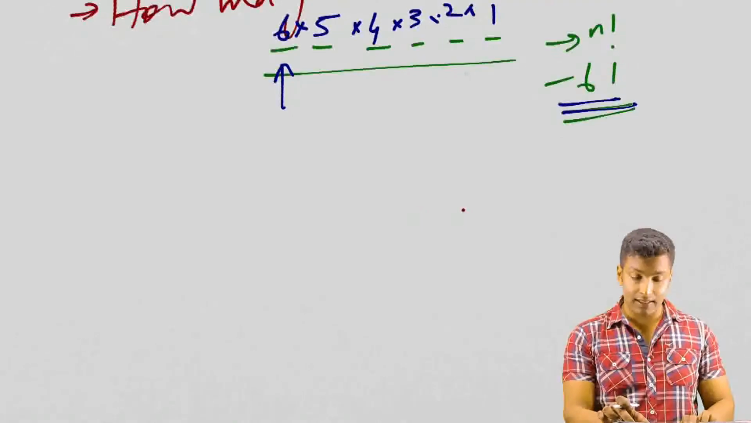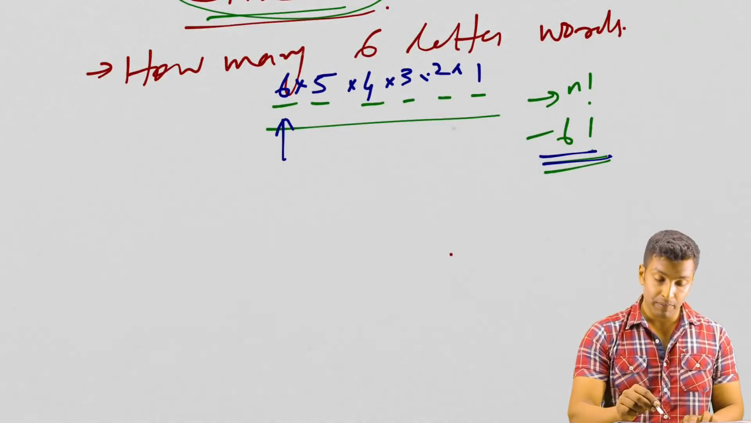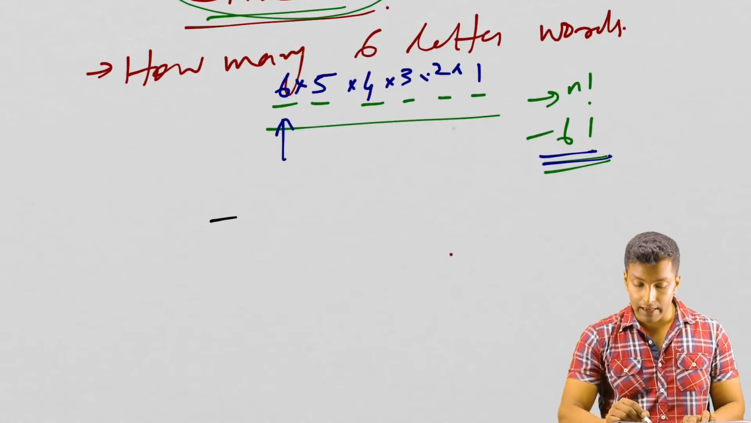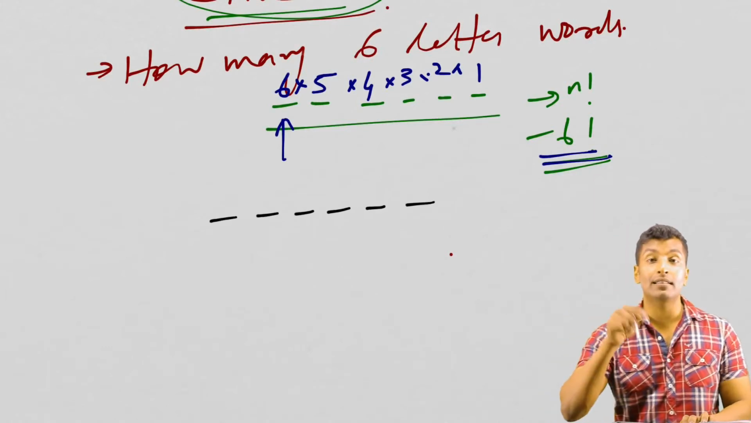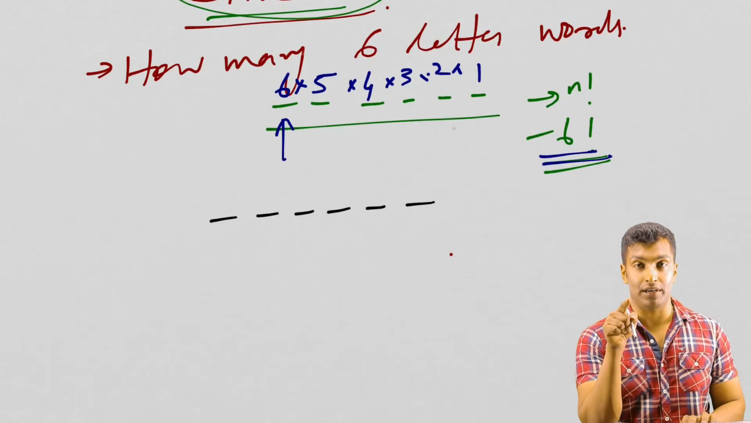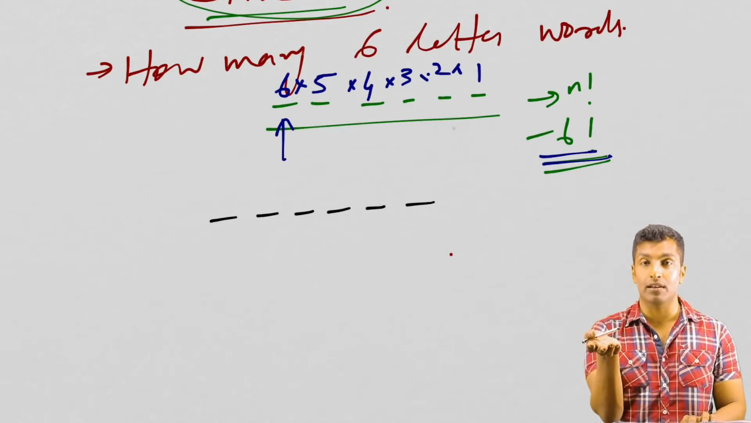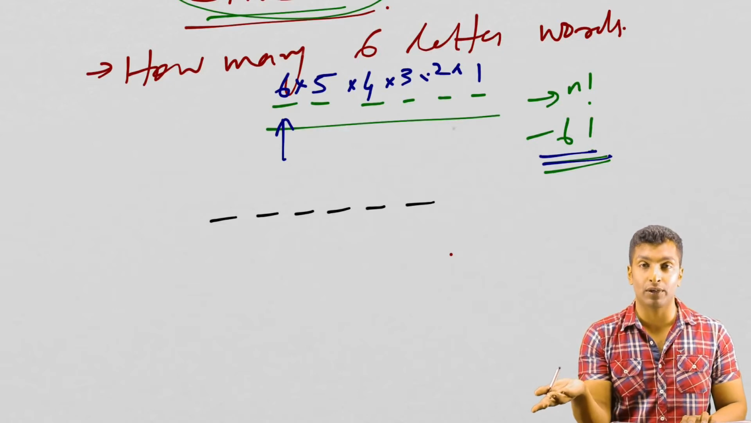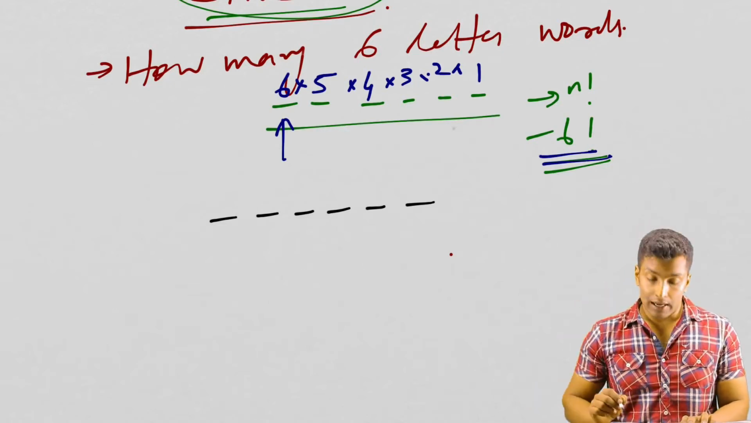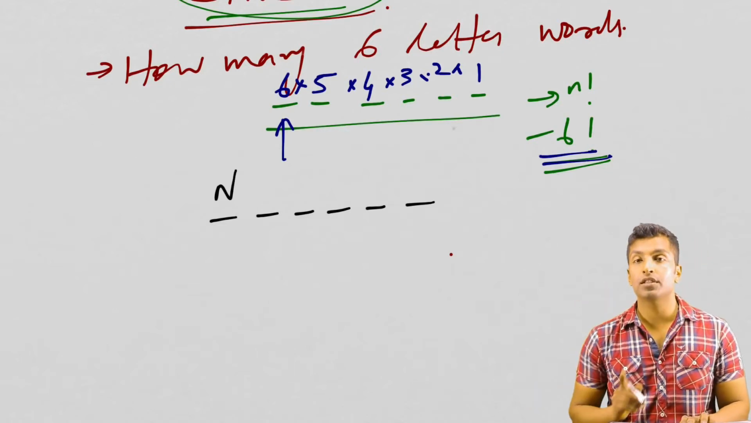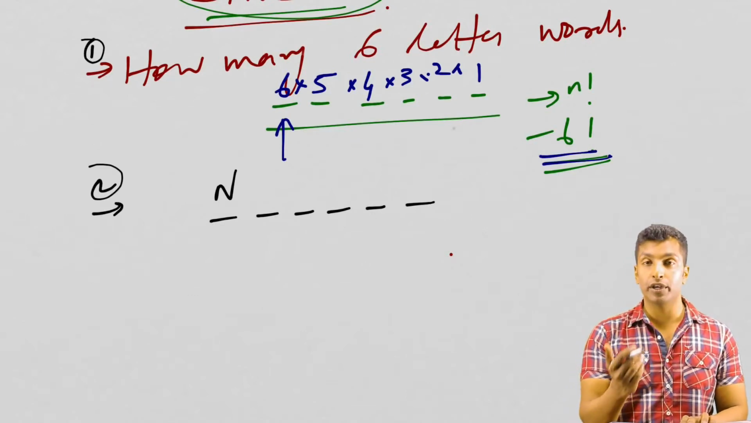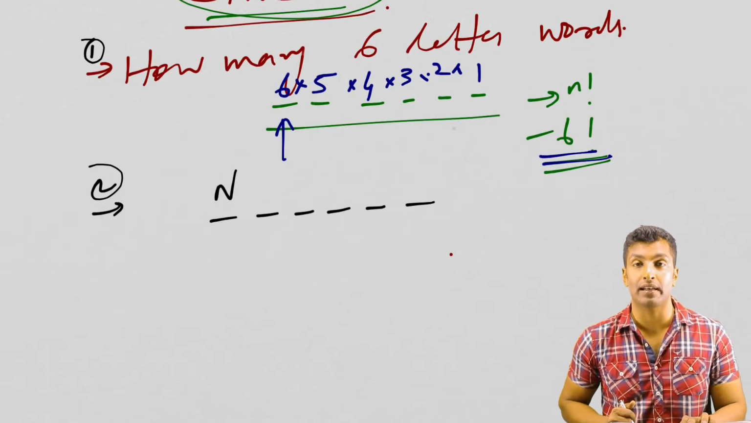So I am taking this word cinema itself and I want you to find how many 6-letter words you can make. Again 6-letter words, but this time I am going to impose some restriction. In the previous case there was no restriction. I can ask you how many 6-letter words you can make, that's fine, 6 factorial. But here I'm going to tell you that this should start with N. This should start with N. Okay, so this is your second type. We are going to discuss the different types of questions that you can get.